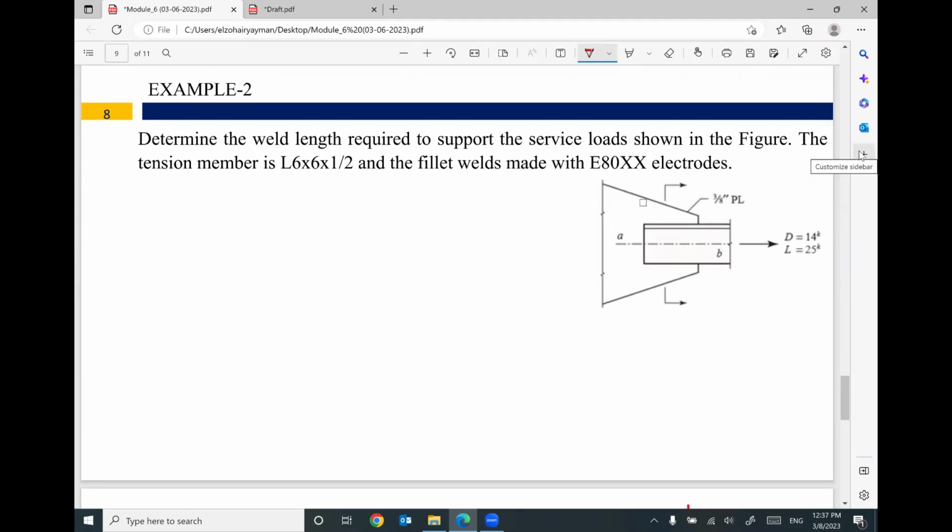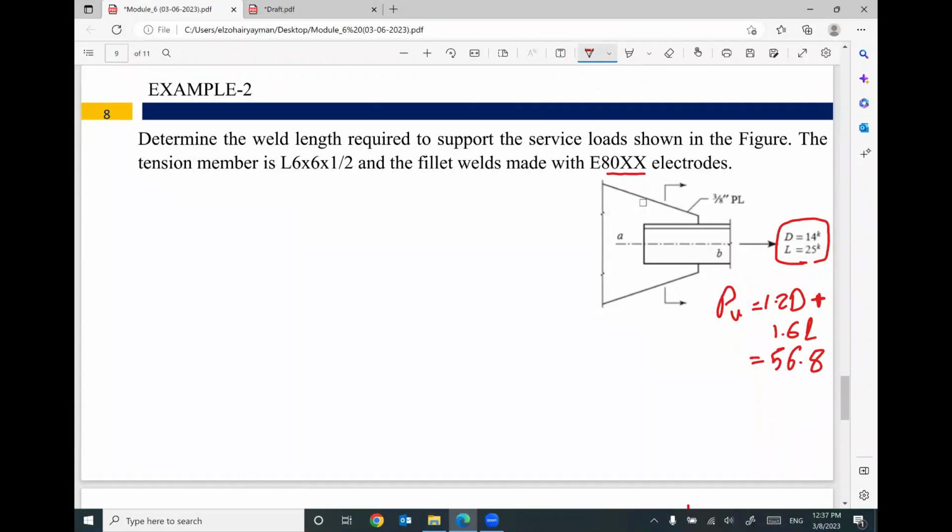In this one, the type of electrodes is given and the value of P ultimate can be determined. For example, dead load is given, live load is given. So I can say P ultimate equals 1.2 dead plus 1.6 live. So your P ultimate will be 56.8.